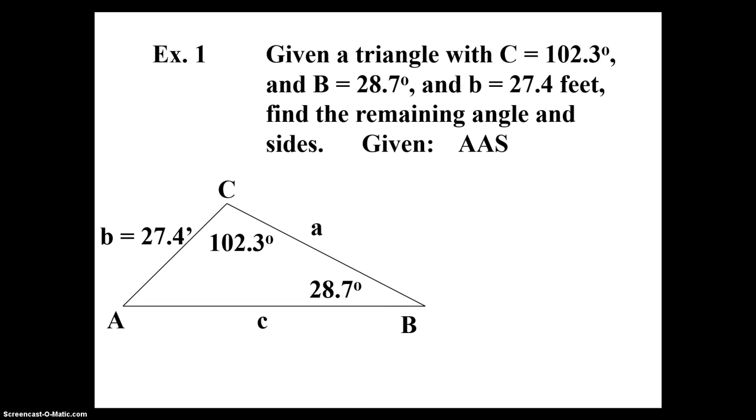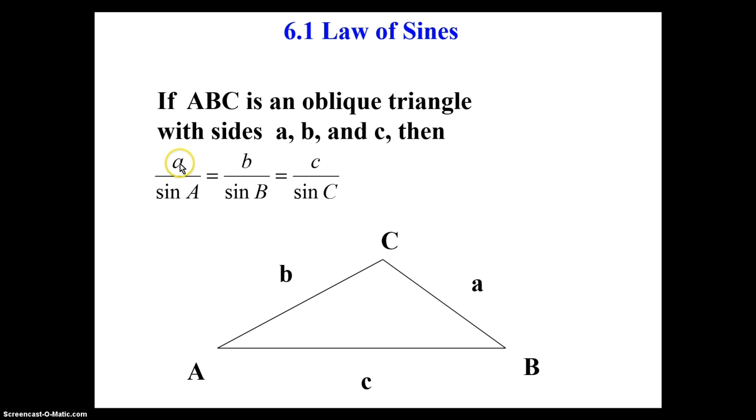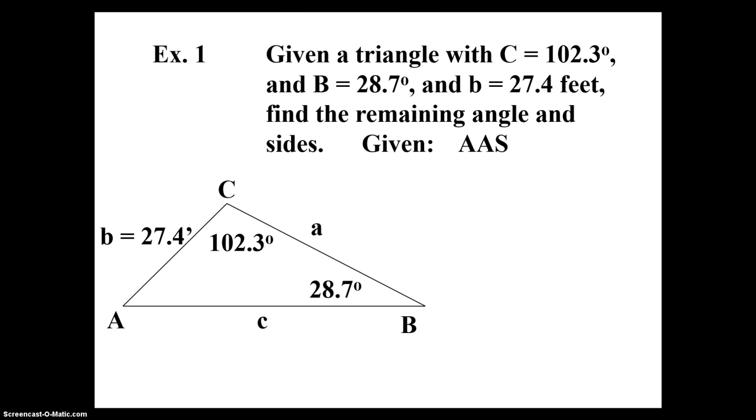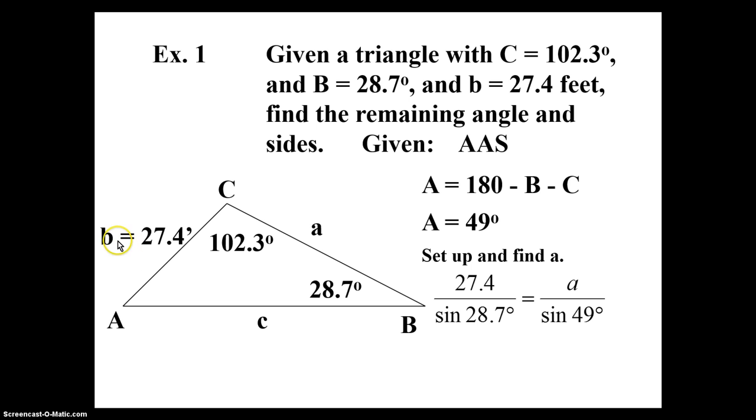If we go back to our previous slide, we have A over sine of A equals side B over sine of B equals side C over sine of C. So let's go ahead and take what is given to us and set it on the left-hand side right away. I know that side B is 27.4 feet over, well, technically it's supposed to be sine of angle B. But this time I do know what angle B is. It's what? It's 28.7 degrees, correct.